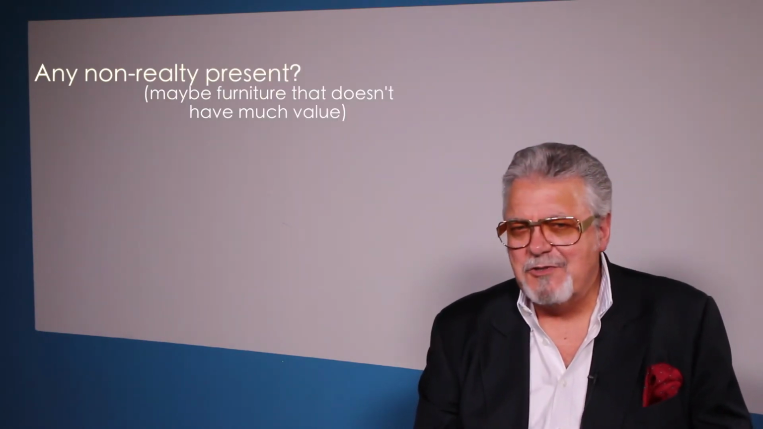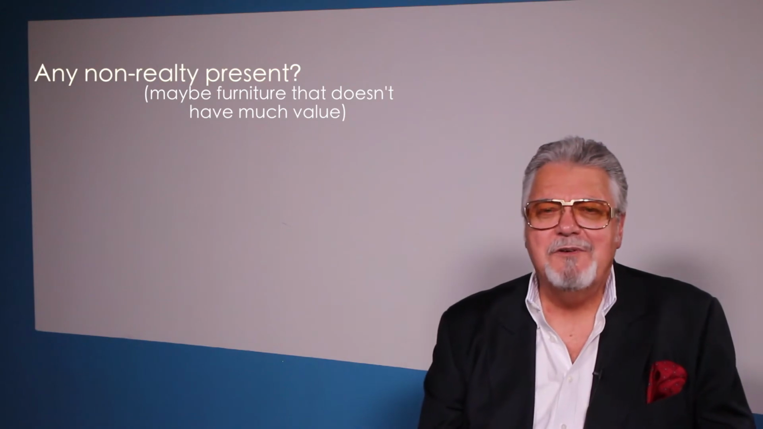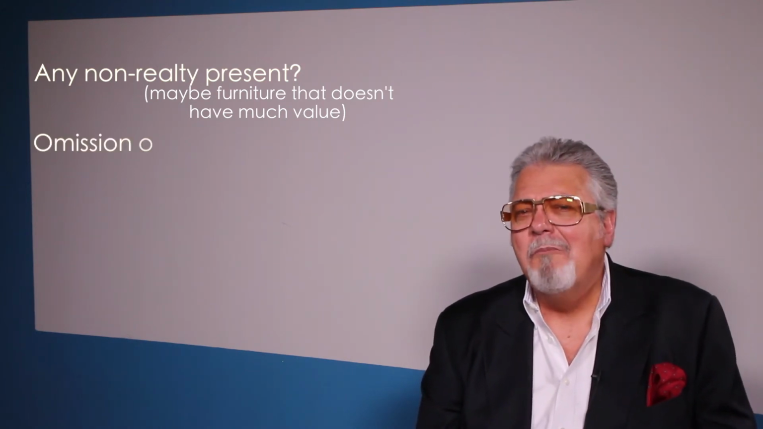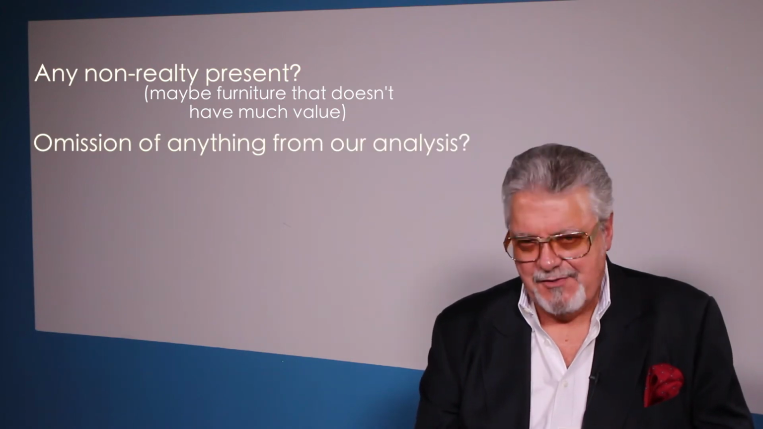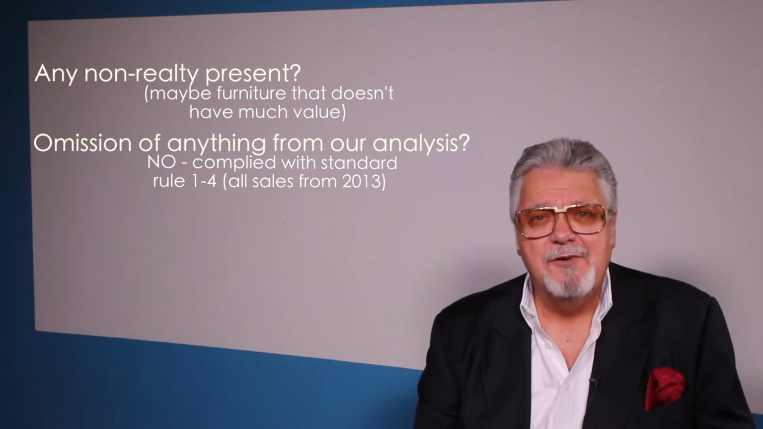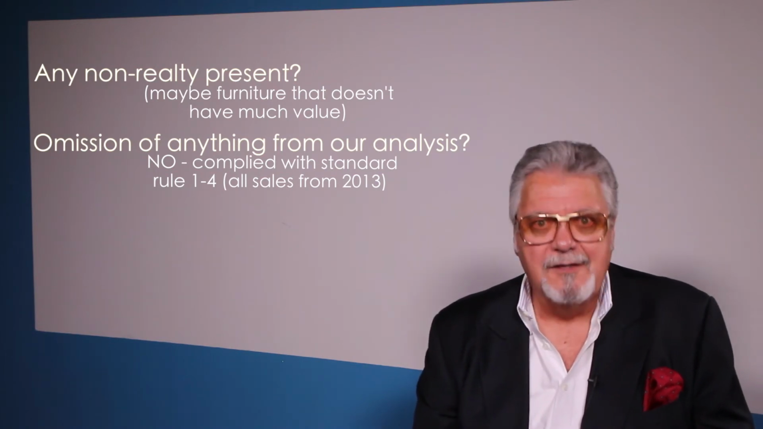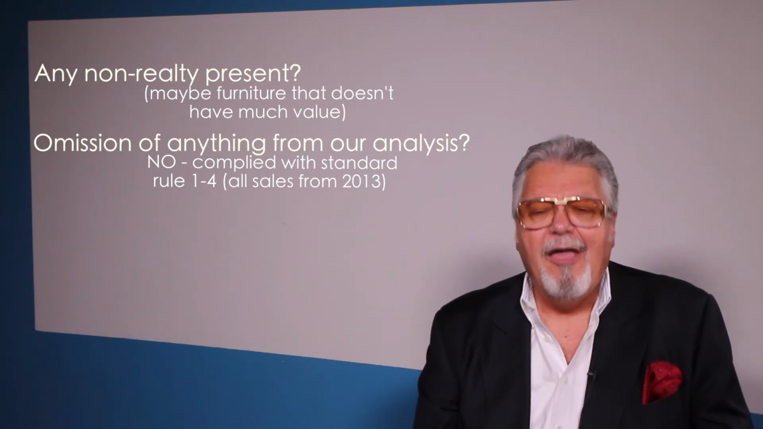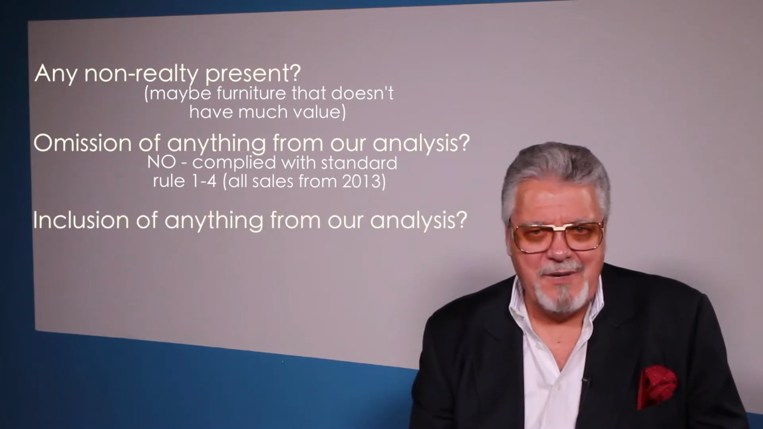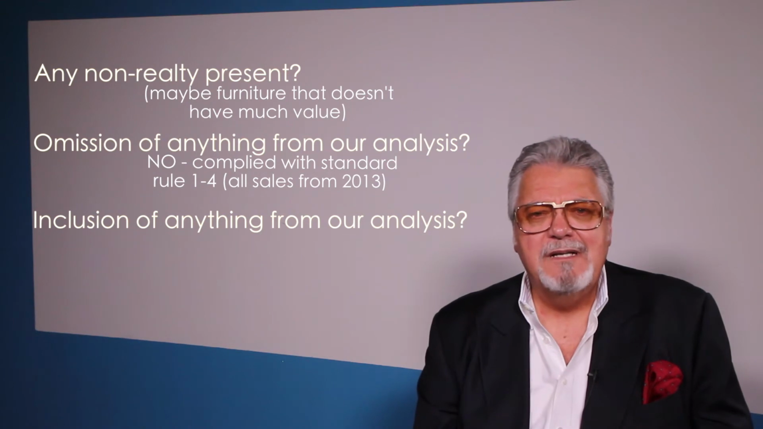As we look at these pairings, is there any non-realty present? Now, there isn't, other than furniture, possibly, but furniture in a building like that rarely has much value. Have we omitted anything from our analysis? In this particular case, we haven't. We have complied with Standard Rule 1-4. We have all the sales from 2013. Have we included anything in our analysis that shouldn't be there? Insofar as we can tell, no.